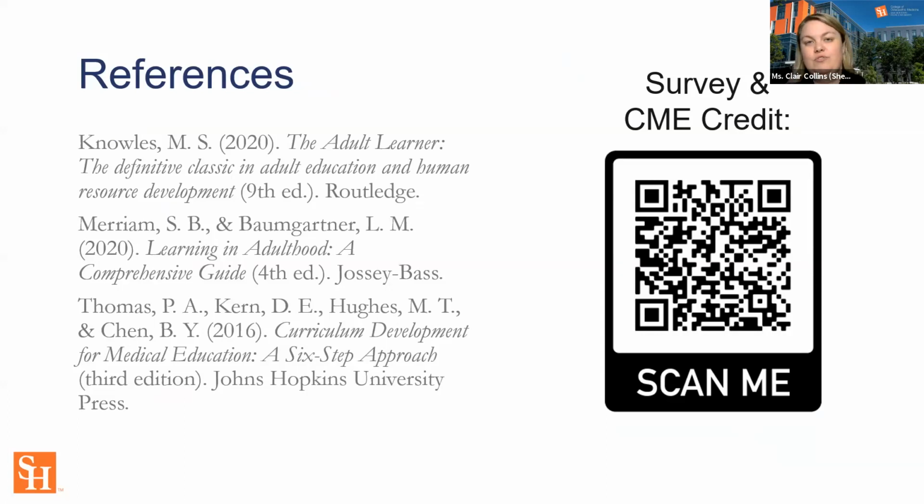If you are also interested in looking at some of the resources I talked about today, if you're really interested in adult learning theories, these are the sources I used. I tried to keep them short and sweet for you all. These are kind of the foundational books. I am actually a really big fan of the Merriam and Baumgartner book, the 2020 Learning in Adulthood: A Comprehensive Guide, because it has some actual resources in there for you.